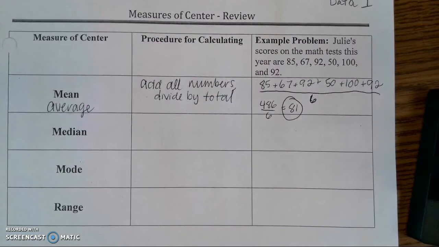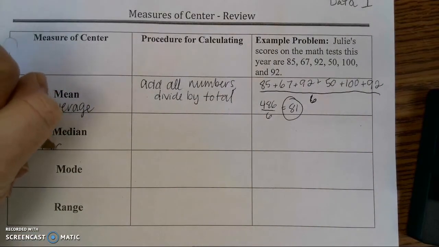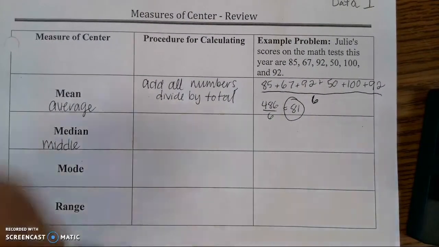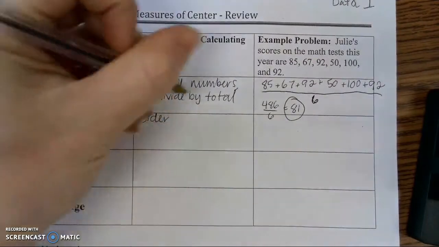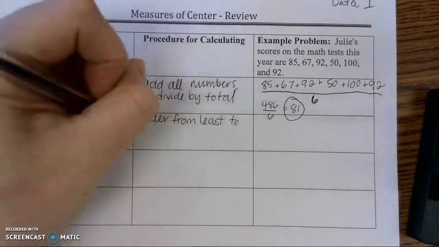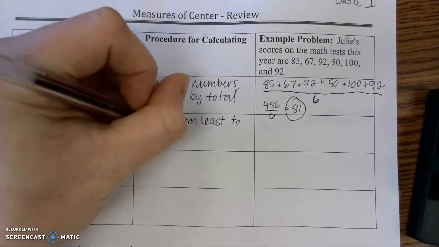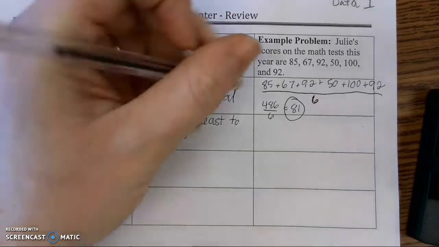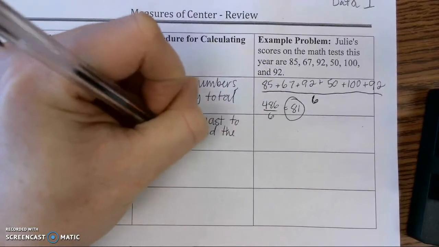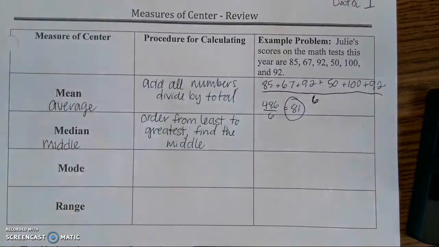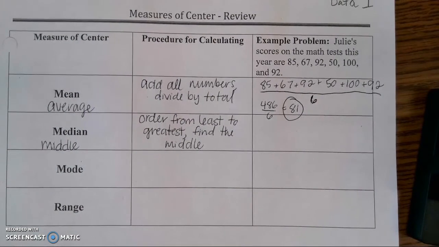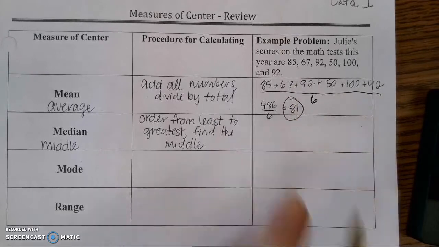So then we move on to median. So median is just another word for the middle number. So to calculate the median, you're going to first order your numbers from least to greatest, and then you're going to find the middle. So this is the one where you're lining them all up and you're crossing them out one by one to figure out where that middle lies within your data.